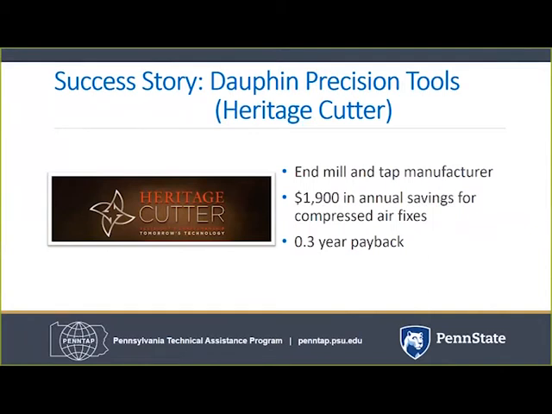PennTAP completed a lighting assessment and compressed air leak check at the Dauphin Precision Tool facilities. The assessment shows that Dauphin Precision Tool can realize an annual savings of $1,900 per year by fixing compressed air leaks, with a payback period of less than 1 year.